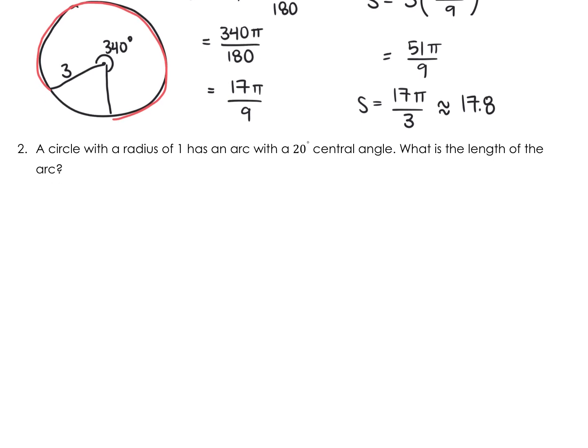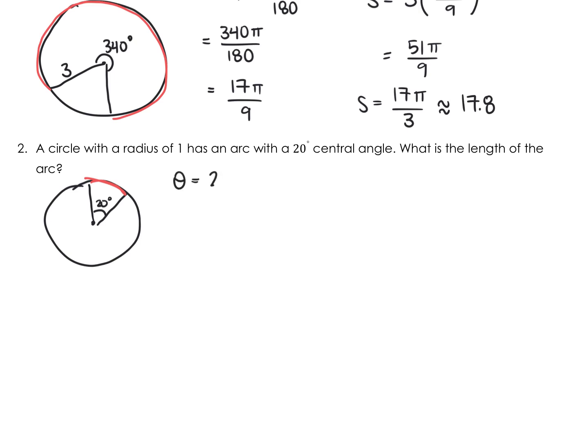So for our next example, we have a circle with a radius of 1 and it has an arc with a 20-degree central angle. What is the length of the arc? So this time, we have our circle, we have our radius, and our angle is right here in the middle. It's very small, about 20 degrees, so we want to find this distance. So again, I have to first take my angle theta, and I have to take my 20 degrees and multiply by pi over 180, which is going to become 20 pi over 180.